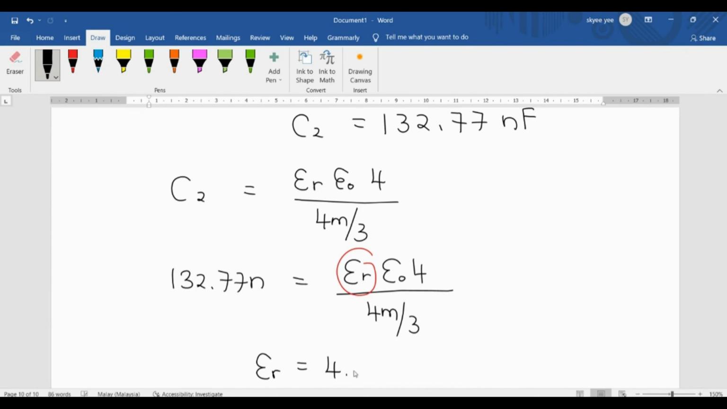So get 4.998, something like that. Or you can approximate it to 5.